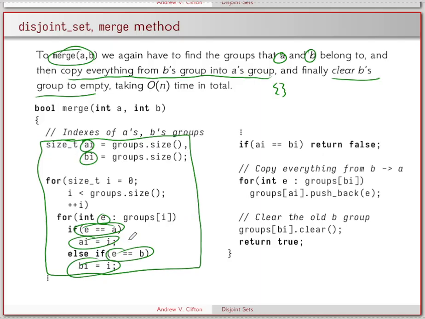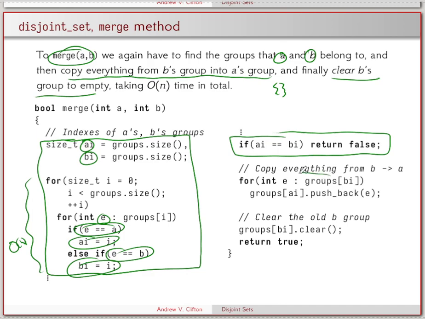And again, this looks like a nested loop, but it's not, right? It's really just an O of n thing, because again, if you sum up the sizes of all the groups, you get n. If those two indexes are the same, that means A and B are in the same group, and then we just can't merge them because they're already in the same group.